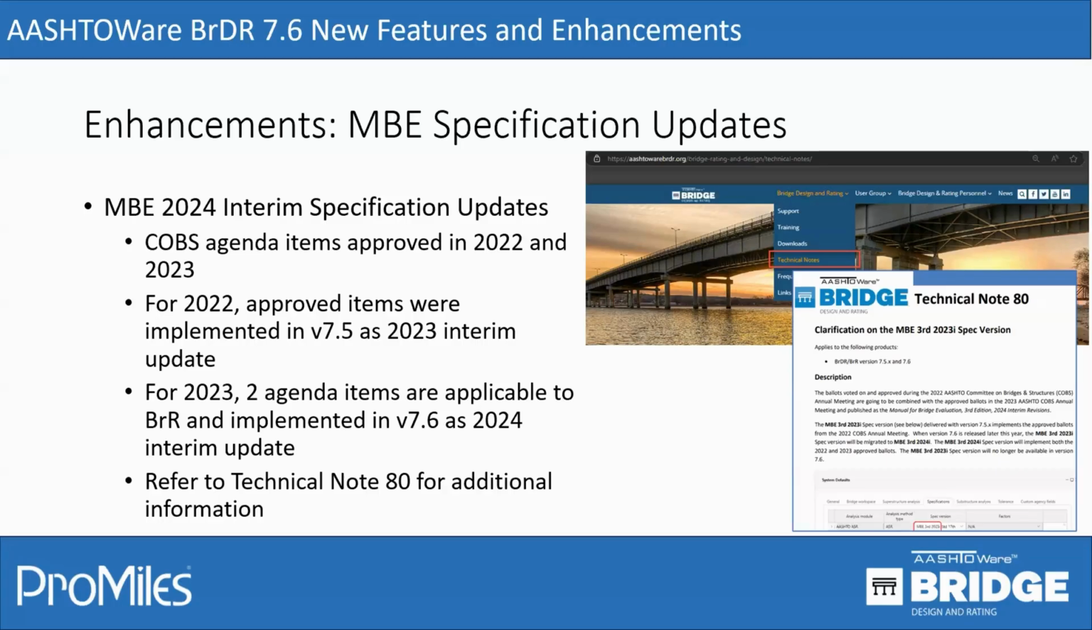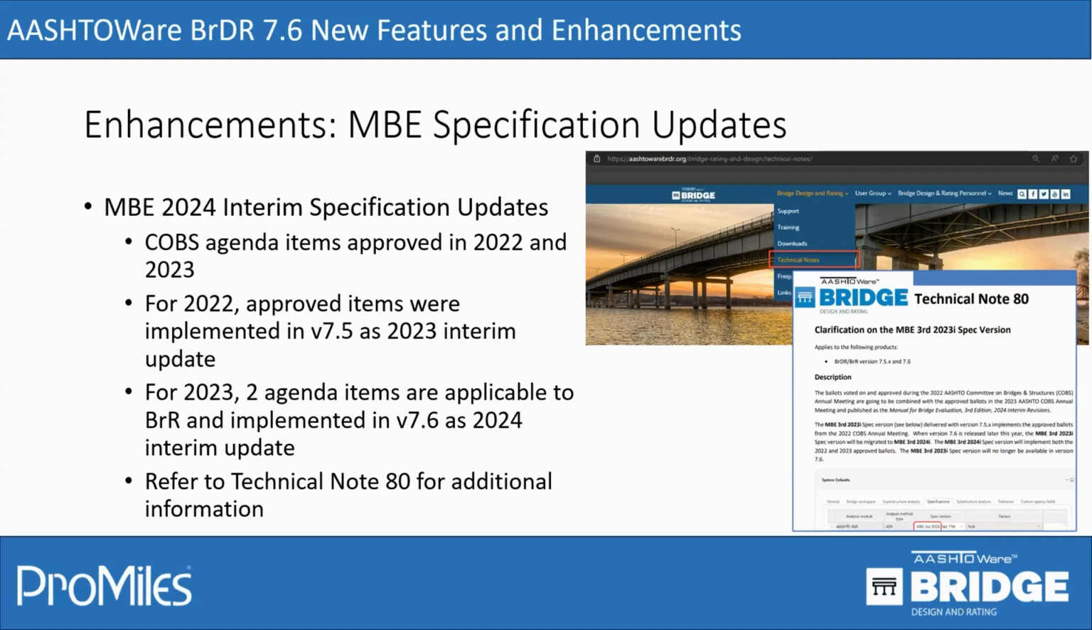So every year, the AASHTO Committee on Bridges and Structures, the COBS committee, approves a new set of ballot items. So the 2022 approved ballot items were implemented in AASHTOWare version 7.5. And so when you look in the software, you would see that's the 2023 interim update. The 2023 ballot items are implemented now in 7.6. And so when you're going to set the spec edition, you'll see that as the 2024 interim update.